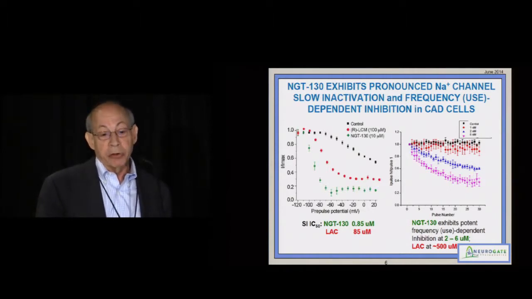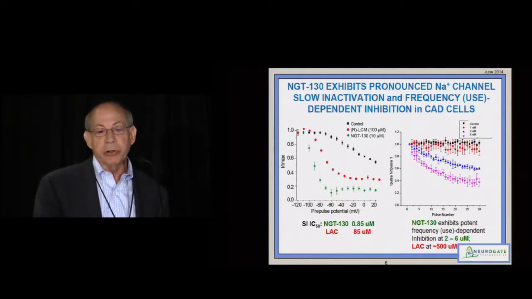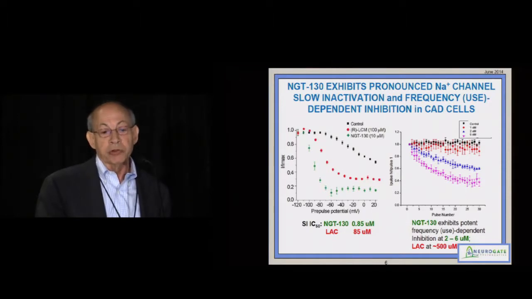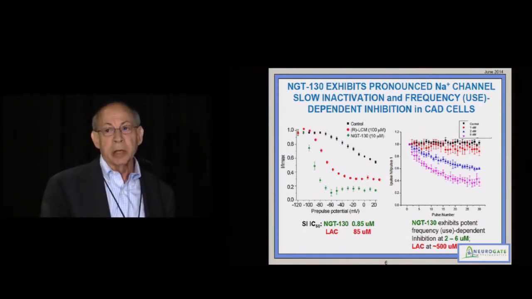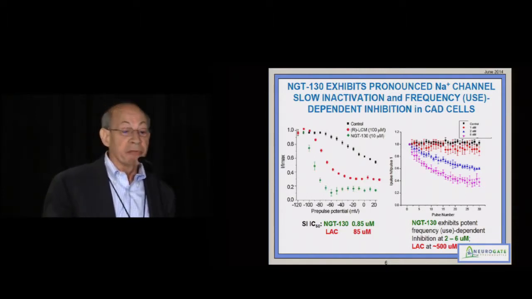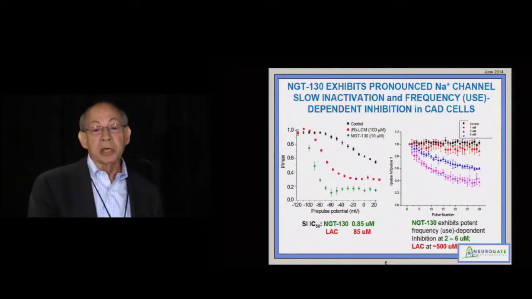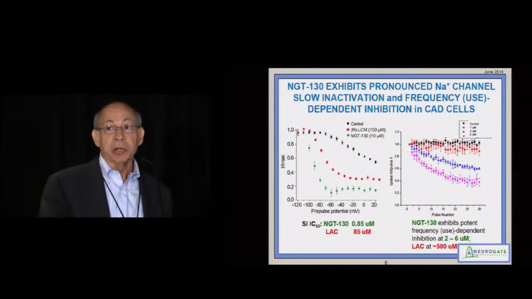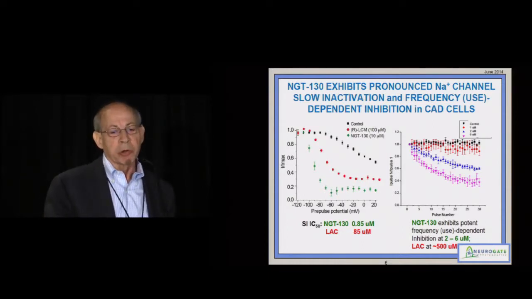On the right-hand side, we show the frequency use inhibition curves for just 130 with no drug, 1, 2, and 6 micromolar. And again, you see, with repeated pulses, more and more of the channel inactivated, suggesting that the compound either targets or enhances an inactivated state upon repeated firing. It has been very important from my perspective to show you that 130 is working at very low micromolar concentrations, and we believe that these are the therapeutic concentrations at which the drug would be effective.